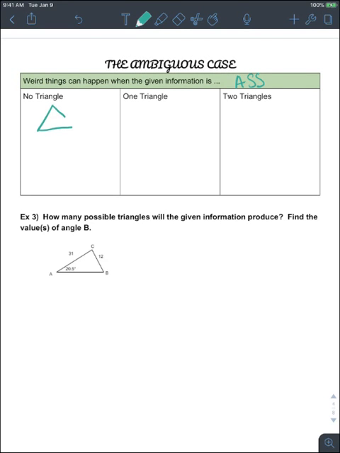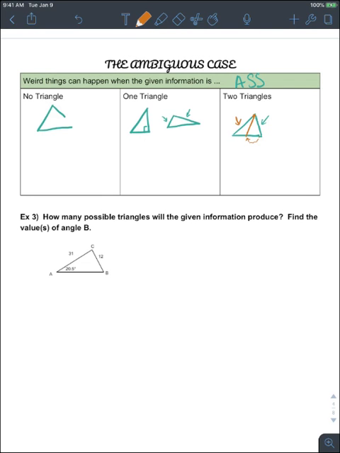Or we can get 1 triangle. So 1 triangle can be like a right triangle. Or it can be like if one side is longer, if this side here is longer than this side here, okay? The other thing that can happen is I can end up with 2 possible triangles. So let's say I have a triangle like this. What if I swing this side around? I'm just going to swing it. Okay, it's going to stay attached there. And it looks like I can attach a piece right there, and I end up with an acute triangle and an obtuse triangle.